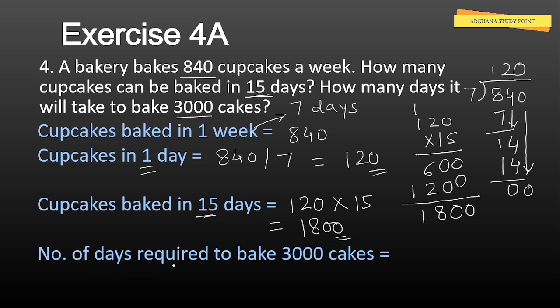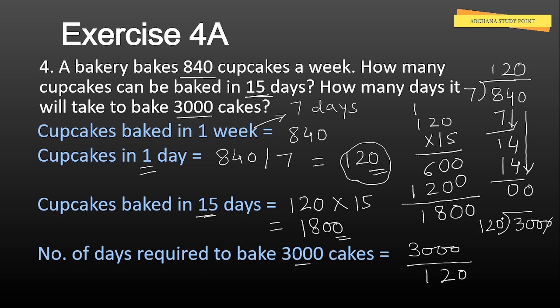Now we have to find out the number of days required to bake 3000 cakes. So for this we will divide 3000 with the production of 1 day cupcakes, which is 120. And if we divide 3000 with 120, we can just cut 0 over here. 12 twos are 24, which leaves us a remainder of 6. We will put 0 over here and 12 fives are 60. So the answer is 25 days.